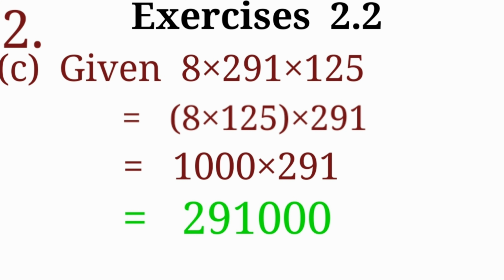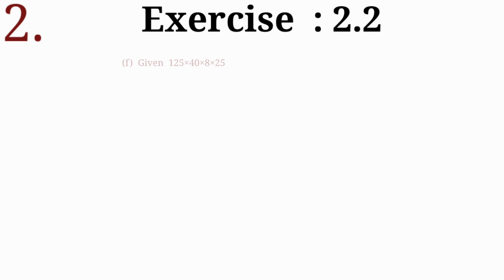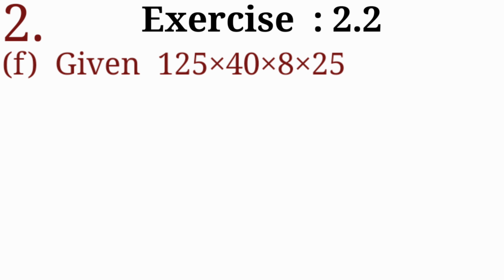Now moving forward, one more example I am going to take. F part, it is given 125 into 40 into 8 into 25. Now see students, in this part we have 4 terms. So we have 4 terms, and we have to pair up the 4 numbers into 2 pairs.